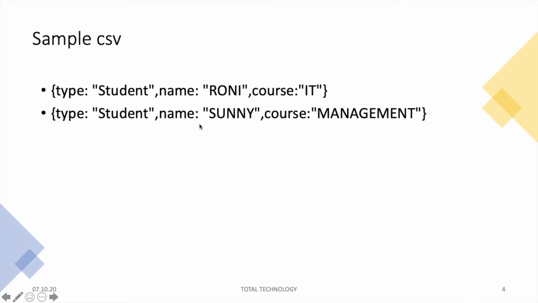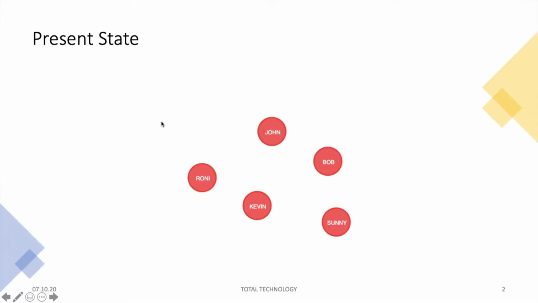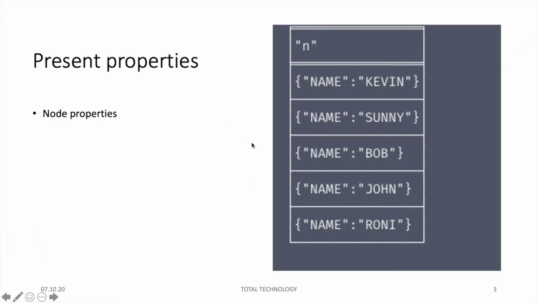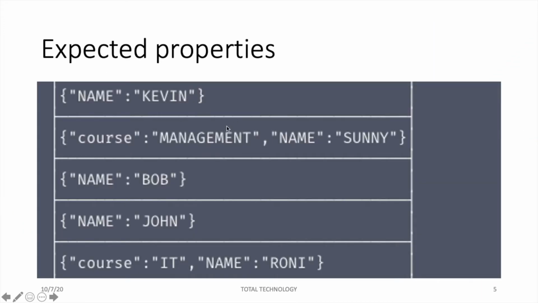We'll read from this JSON file, then update this graph, and once you run the Cypher query the expected results will be like this. For name Sunny the course will be management, and for name Ronnie the course will be IT. The remaining nodes have no change. Why no change? Because for these 3 nodes I don't have anything in our input JSON file. Only for these two we have entries, so we read the file and updated them.